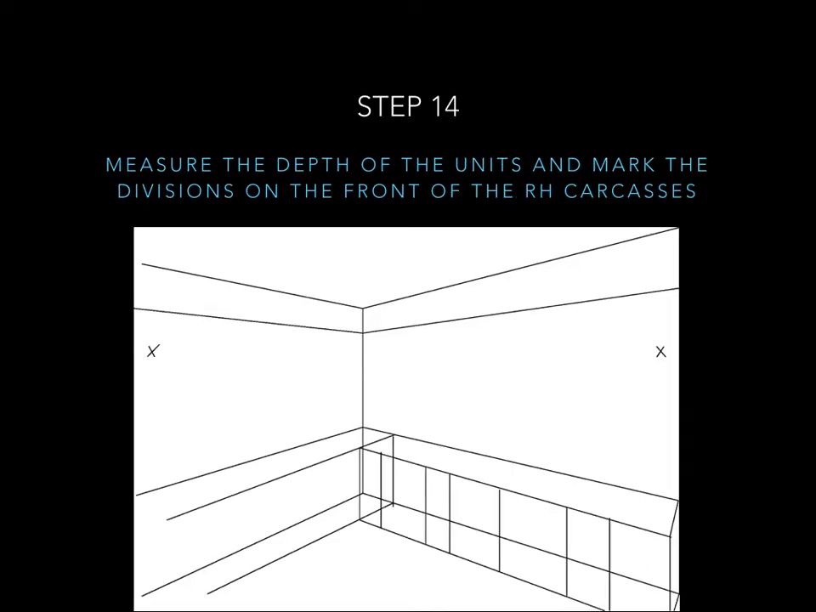So then we transfer those measurements from the back of the worktop to the front of the worktop using the vanishing point, and to find the front of the worktop we'll need to measure along the left hand wall for the depth of the worktop, which is 600 millimeters, and then using the vanishing point on the left hand side, project that line to the right, and then of course draw a vertical line for each of the divisions.